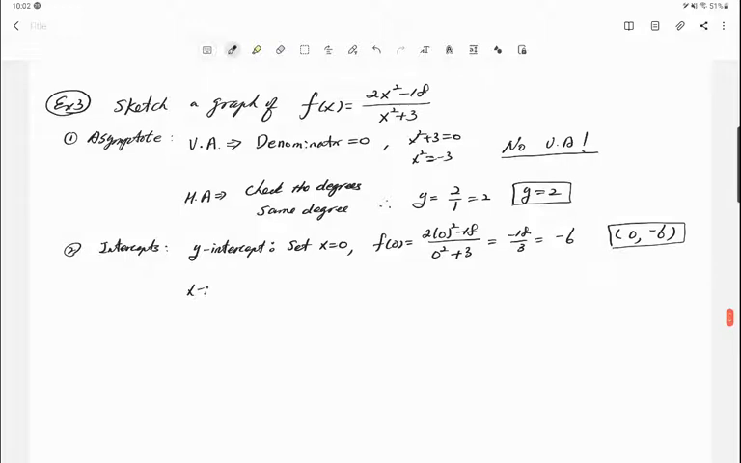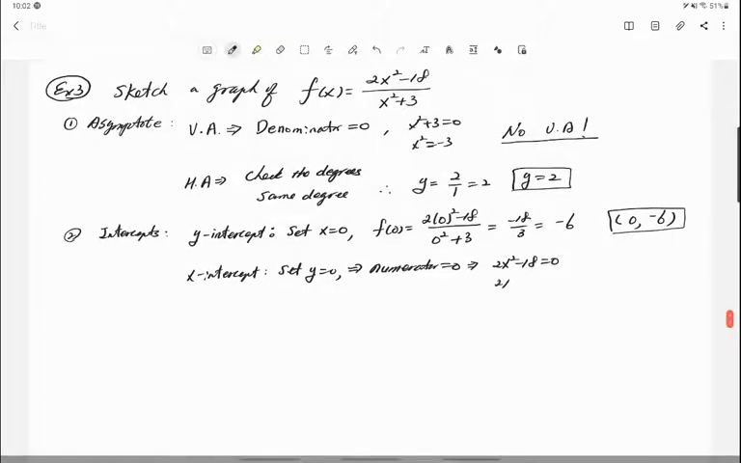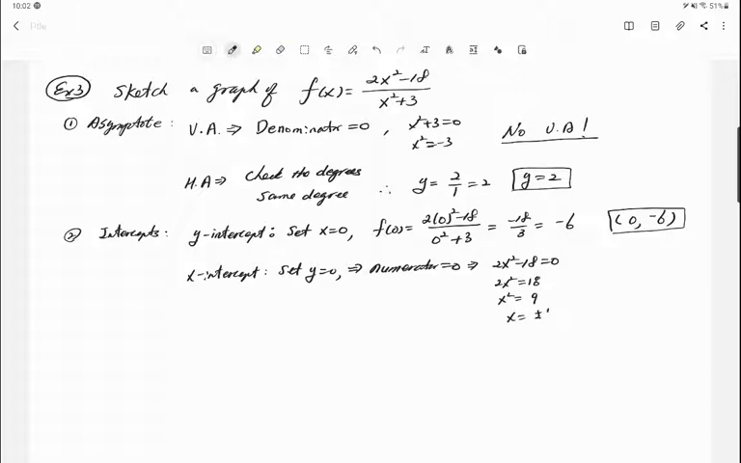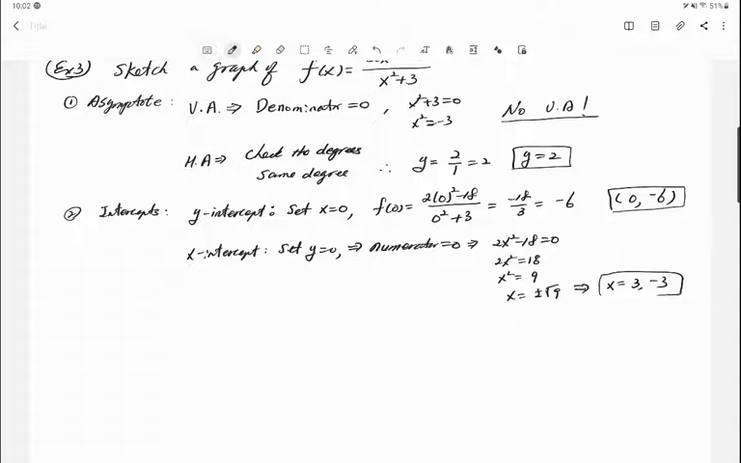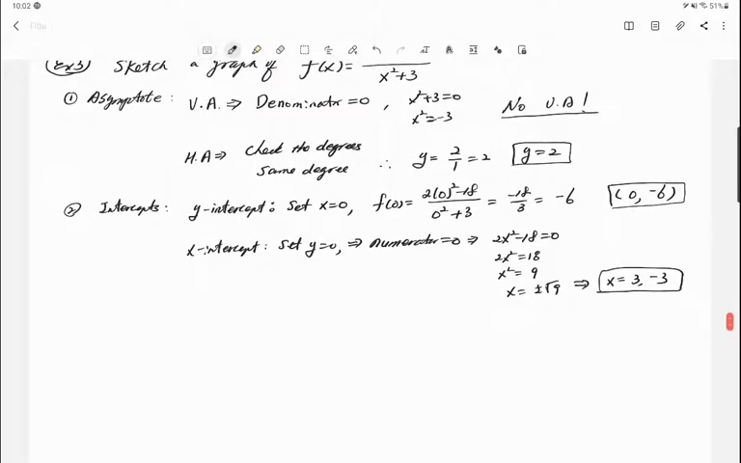How about the x-intercept? Set the other variable y equal to 0. That means set the numerator equal to 0. The numerator is 2x squared minus 18, so make it 0. Then 2x squared equals 18, so x squared equals 9, so x equals plus or minus square root of 9. This means there are two x-intercepts, x equals 3 or negative 3, right?